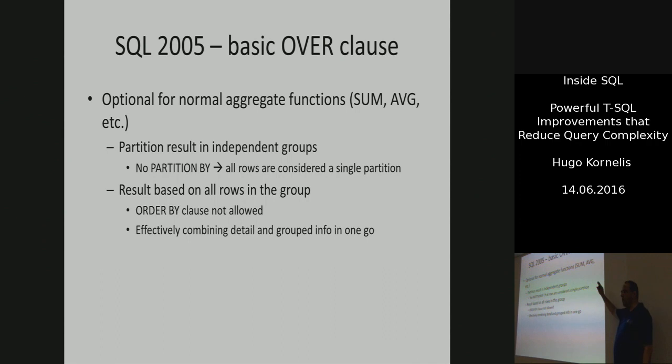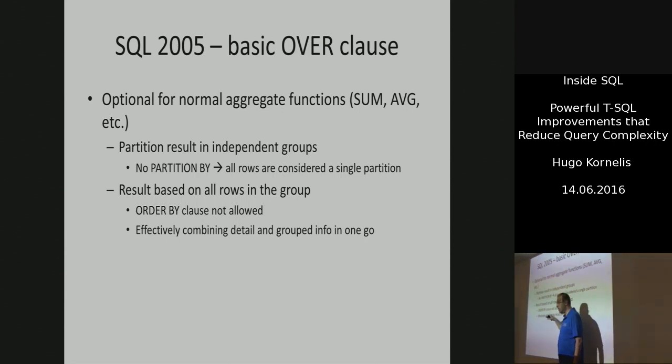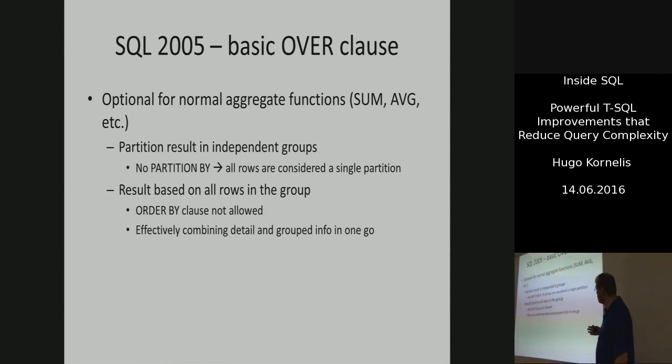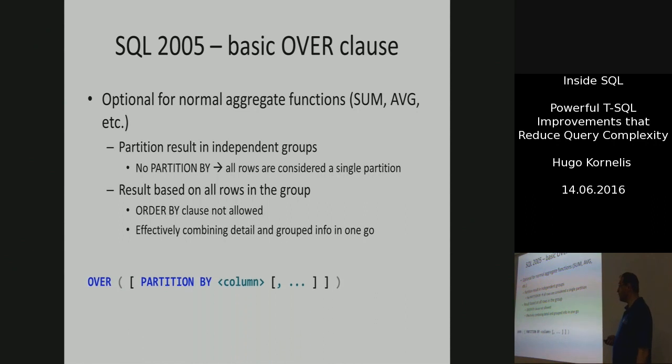So for a normal aggregate function, you can optionally add an OVER clause, which also partitions the results in independent groups, and then there's no ordering. We're just going to perform an aggregation based on it. In 2005 and 2008, the ORDER BY clause is not allowed in this usage. The syntax is very simple. OVER (PARTITION BY column). That's it.